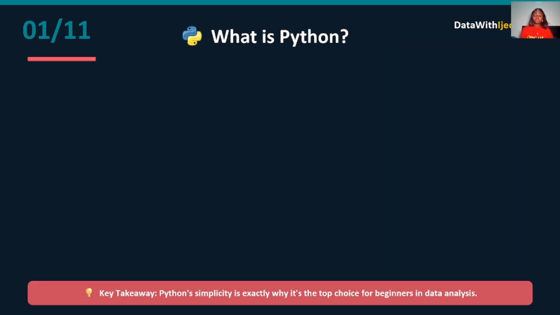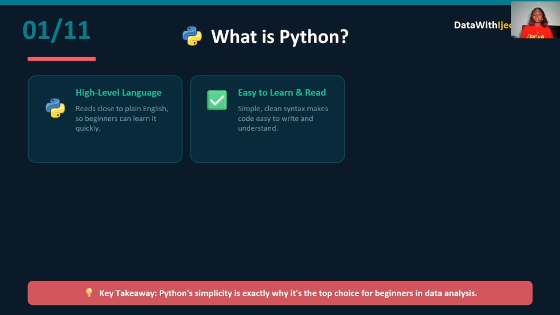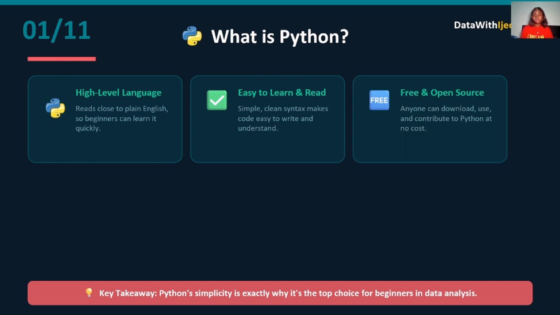What is Python? Python is a high-level language and it reads close to plain English, so beginners can learn it quickly. Python is just like when you're speaking English and you're trying to write the English in a code. You're trying to write whatever you want to speak, the statements that you want to make, using a code. Python is easy to learn and read. Python is simple. It has clean syntax that makes code easy to write and understand.